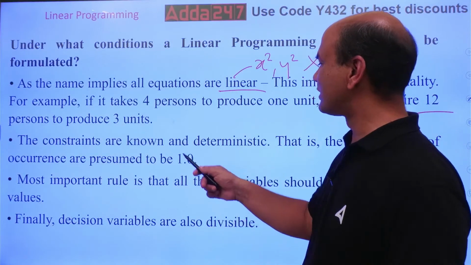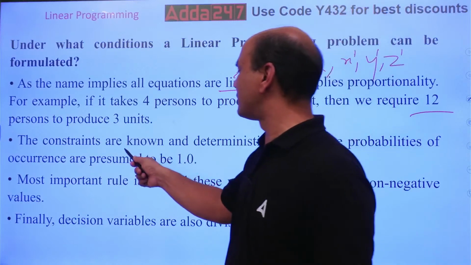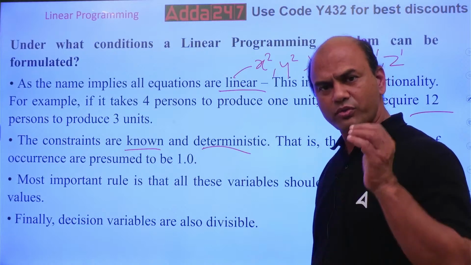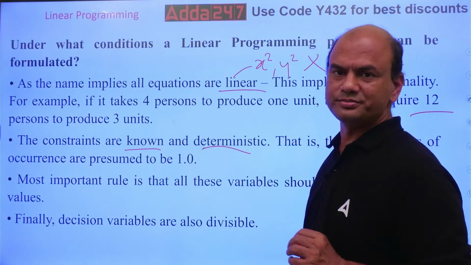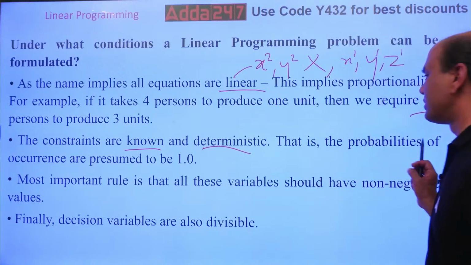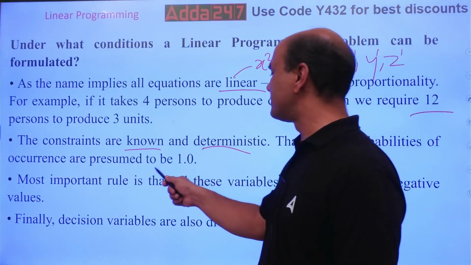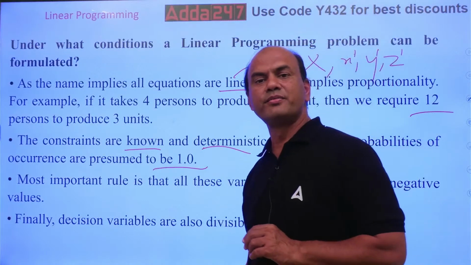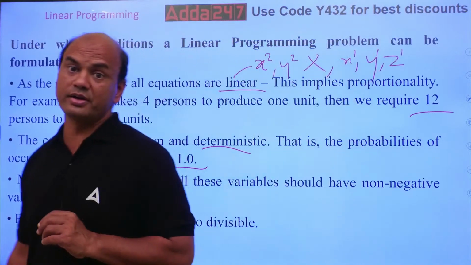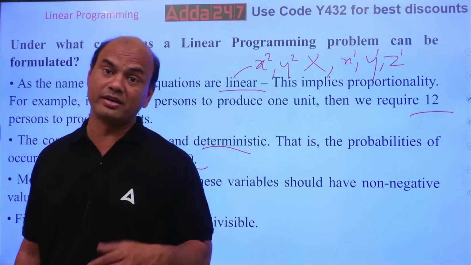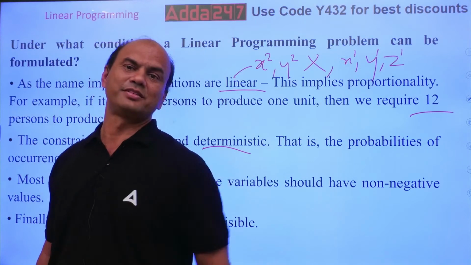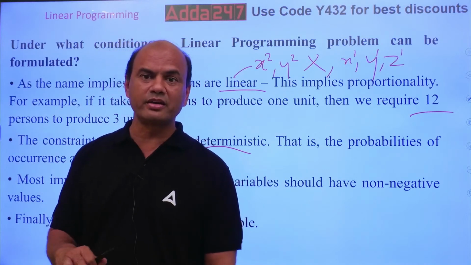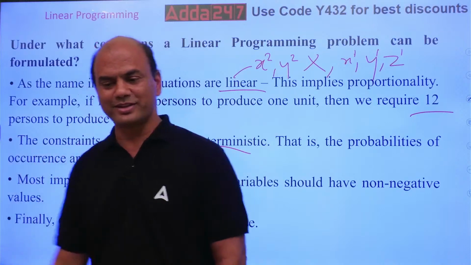The constraints are known and deterministic. Known and deterministic means what? Constraints means limitations. They are known. You can form the equations out of it. Okay, that is the probabilities of occurrence are presumed to be 0 or 1. So compulsorily, kindly note, the probability of any event in LPP is compulsorily 1. Compulsorily. There is no 0.5, 0.6, 0.7, 0.8. Compulsorily 1. Okay.